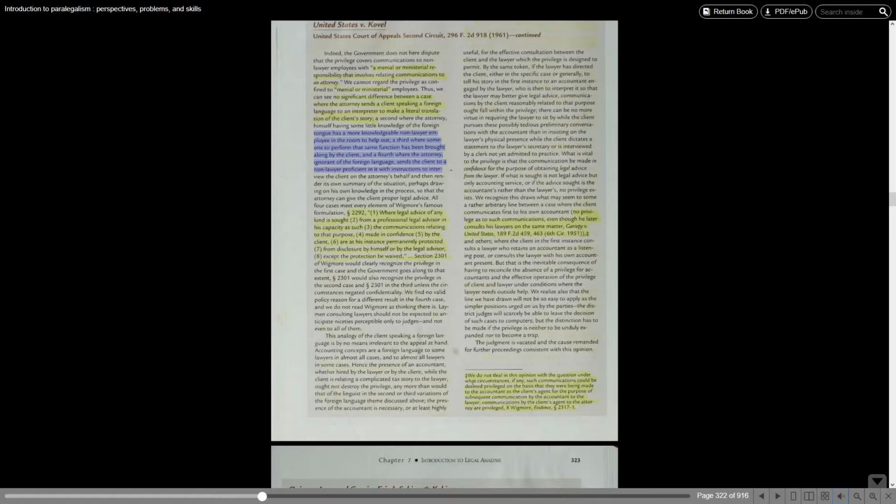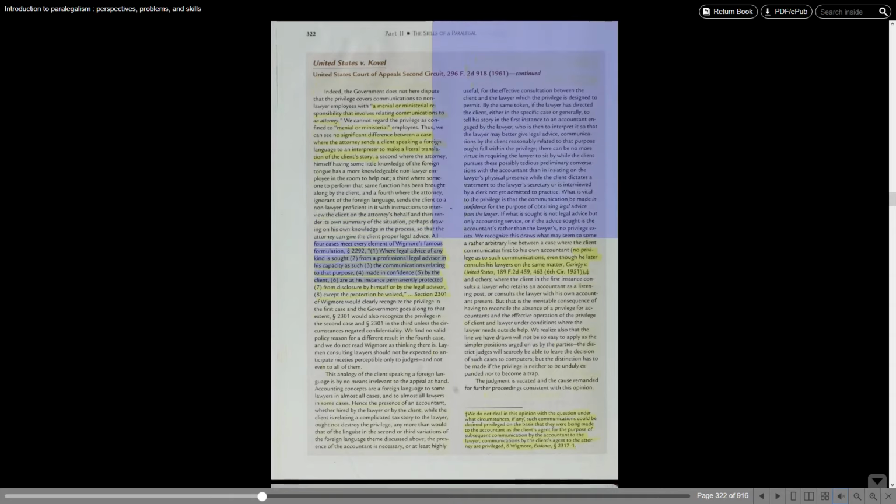a third where someone, to perform that same function, has been brought along by the client, and a fourth where the attorney, ignorant of the foreign language, sends the client to a non-lawyer proficient in it, with instructions to interview the client on the attorney's behalf, and then render his own summary of the situation, perhaps drawing on his own knowledge in the process, so that the attorney can give the client proper legal advice.